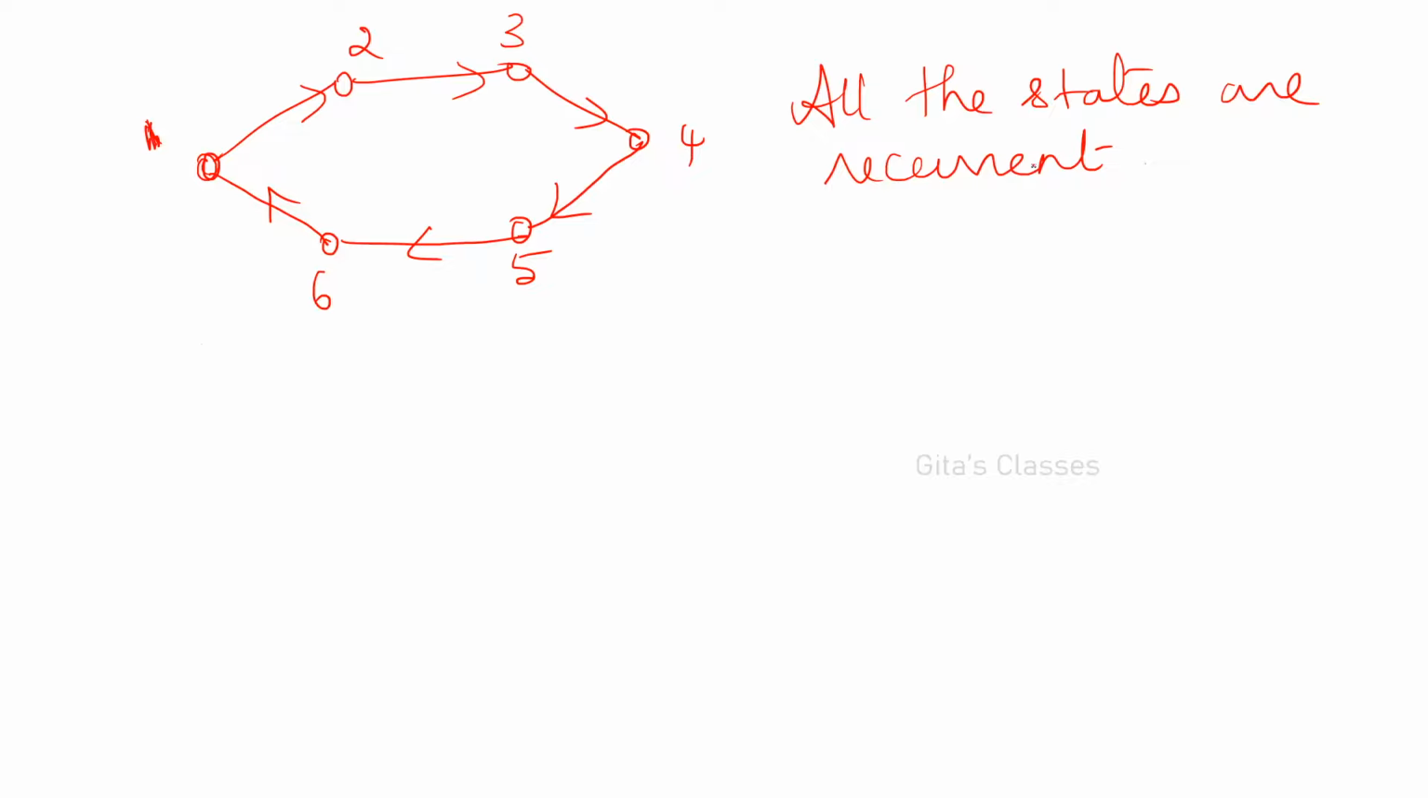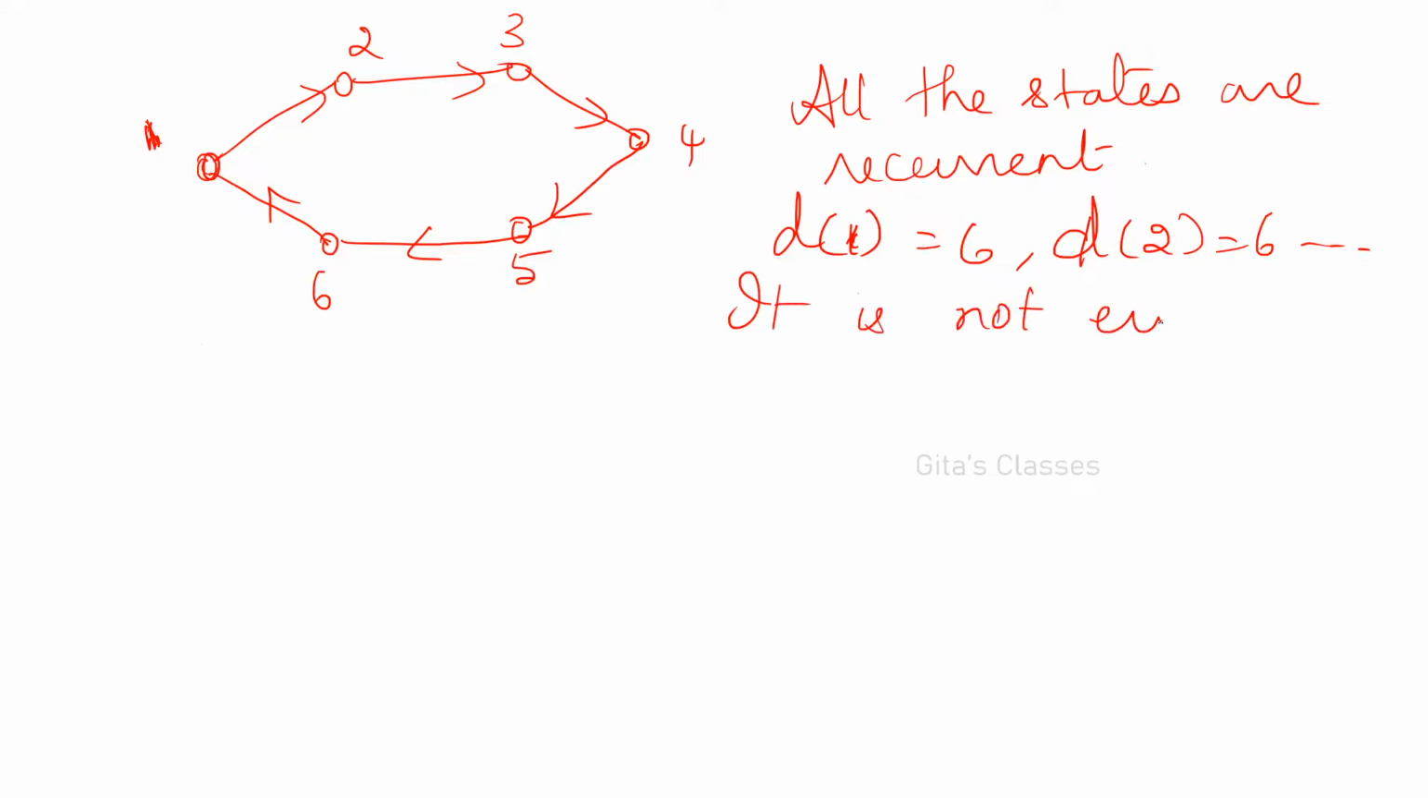Now all these states are recurrent, but the period of all the states, period of 1 is 6, period of 2 is 6, and so on. Therefore, it is not ergodic. For ergodic, all the states should be aperiodic. Here, nothing is aperiodic, right? All the states are not aperiodic. Therefore, it is not ergodic.